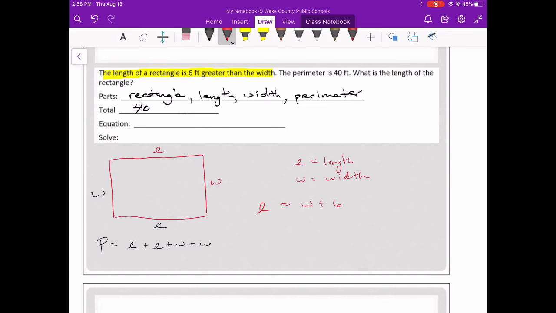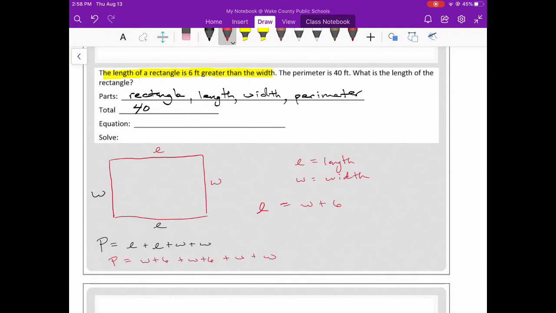Well, notice by me making that statement there, now that says L is equal to W plus 6. That means everywhere I see an L, everywhere I see length, I could put width plus 6, or W plus 6. I could substitute that in, and then I'll only have W's in my equation. So that means my perimeter, instead of being L plus L plus W plus W, I'm going to replace all the L's with W plus 6, W plus 6, and then I'm going to keep my W's.